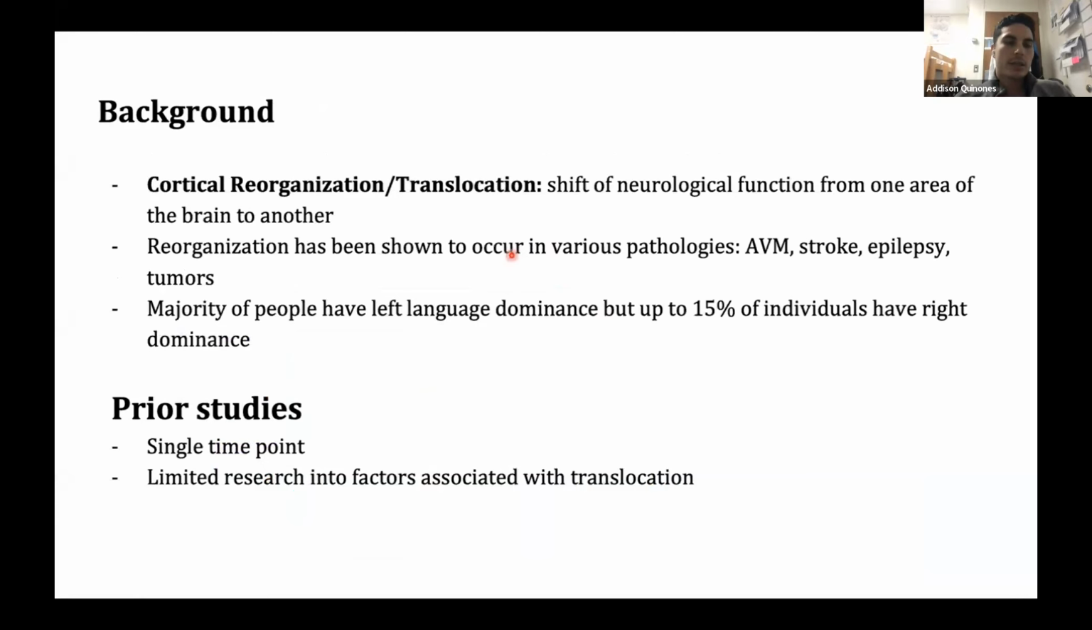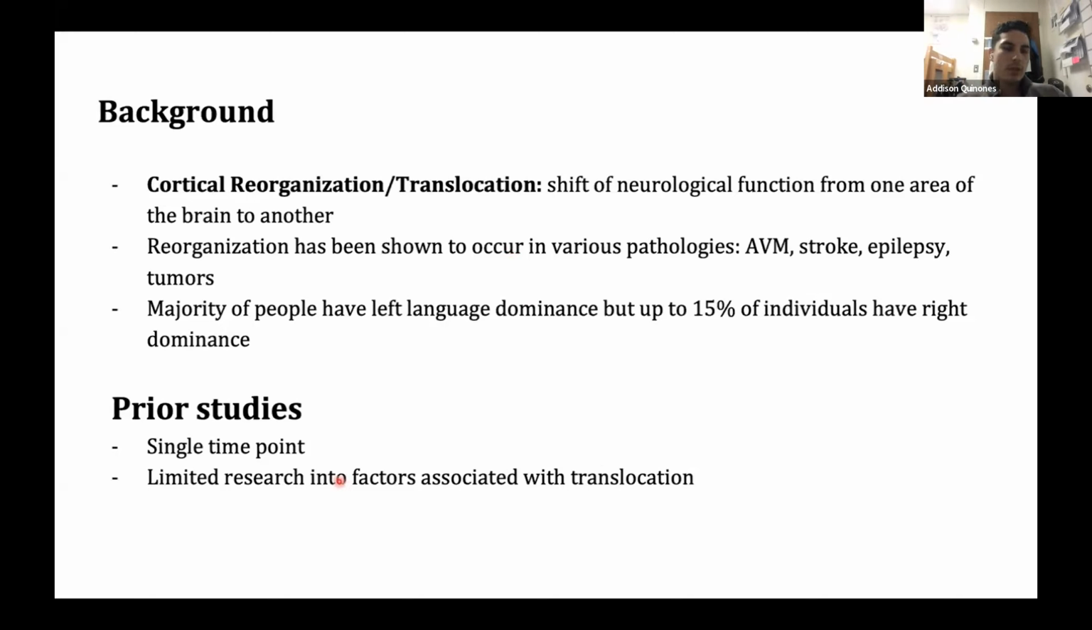To provide some background on this study, when I mention cortical reorganization or translocation, I'm referring to a shift of neurological function from one area of the brain to another. Specifically, when I say translocation, I'm talking about contralateral translocation from one hemisphere to the other. Also, reorganization has been shown to occur in various pathologies, including AVMs, strokes, epilepsy, and brain tumors. And we also know that the majority of people have left language dominance, but it has been reported that up to 15% of individuals have right dominance. This is mostly in people who are left-handed.